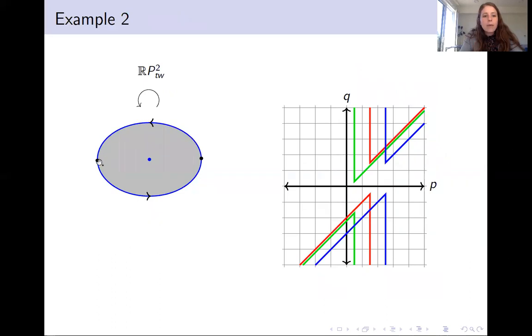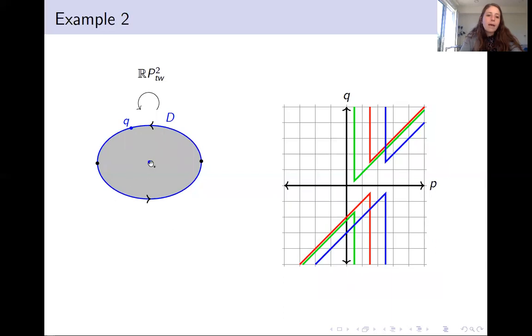So in this example, we have a copy of RP2. Here I have my disk with the boundary identifications. I'm going to give this a C2 action by imagining sticking my finger down in the middle of the oval and then spinning it around. When I do that, this point is fixed. But also, points over here get sent back around to points over here. So this boundary circle is also fixed. My fixed set is S1 disjoint union a point.